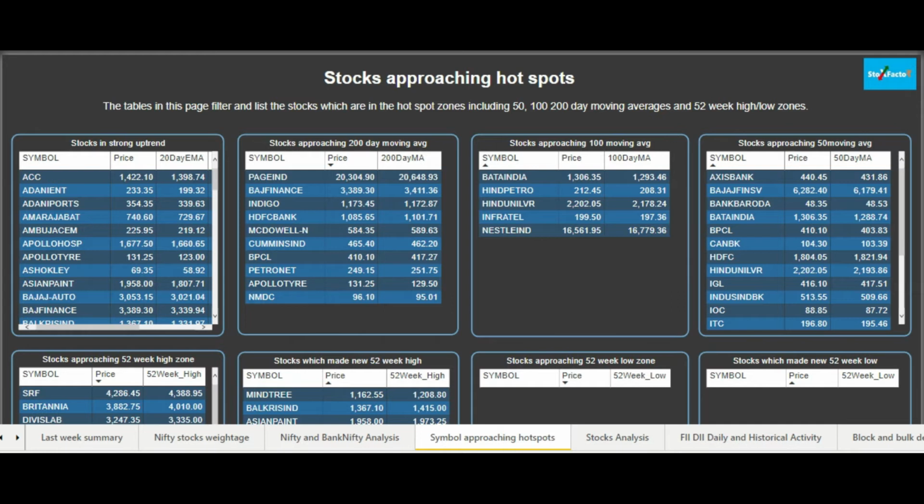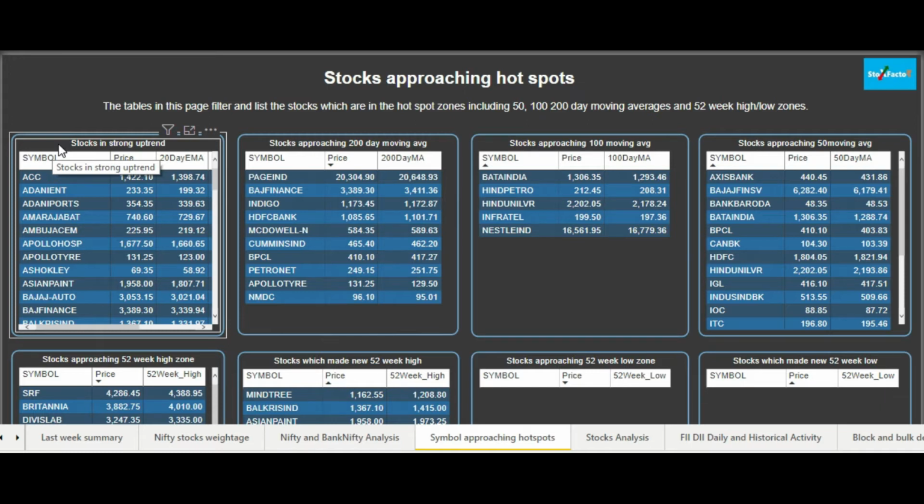It can be static support and resistance zones depending on the chart patterns, or they can be dynamic based on the moving averages and the 52-week high-low zones. In this tab we have shown the dynamic support and resistance zones because they really help us find the right trend and act accordingly. Starting from the first visual on the top row, the stocks in strong uptrend. In this tab we have taken 50, 100 and 200 day moving averages to show the dynamic support and resistance zones.